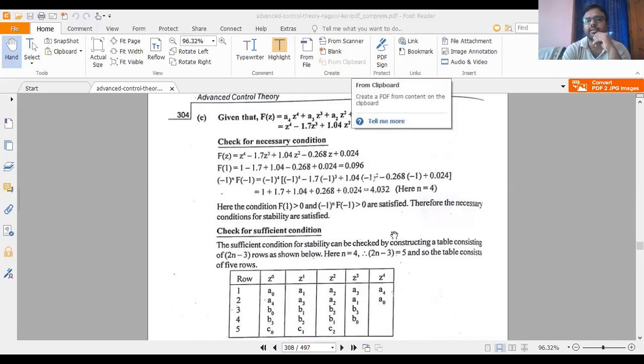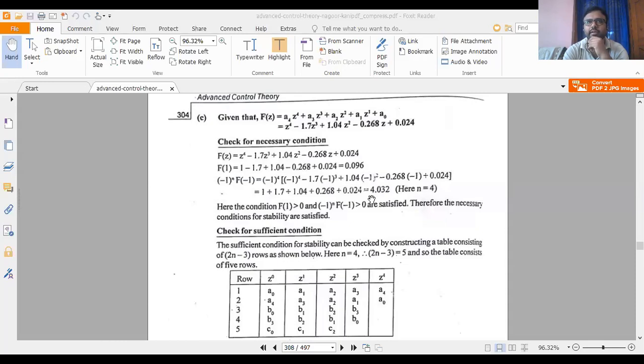Before entering into the table, we have to satisfy the conditions. The first condition is f of 1. With the substitution of z equal to 1, we get the value 0.096, so it is more than 0. The first condition is satisfied, and f of minus 1 is 4.032. It is also more than 0. Therefore, the first condition and second condition are satisfied.